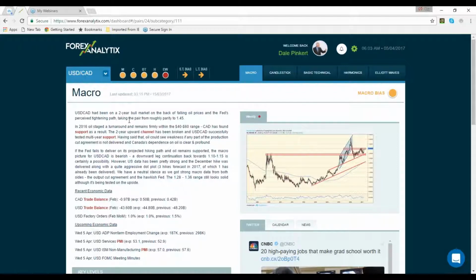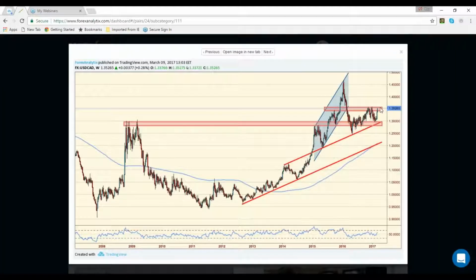And here's the macro on CAD. US CAD has been on a 2-year bull market on the back of falling oil prices and the Fed's perceived tightening path, taking the pair roughly to 145. Then as oil staged a turnaround, Canada got killed. This was, according to most people, an impulsive move, and all we've been having in here is corrective action, at least so far. So there's still a possibility for lower numbers. For a swing trade, I think there's a shot at Grega's number right around 130, 120.